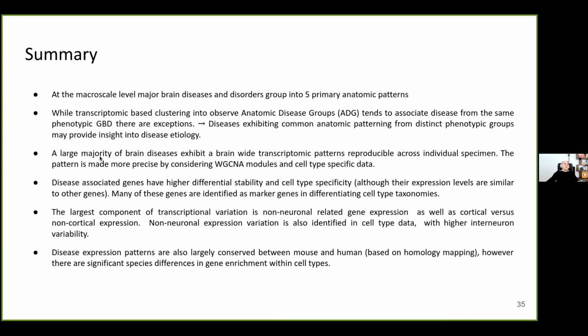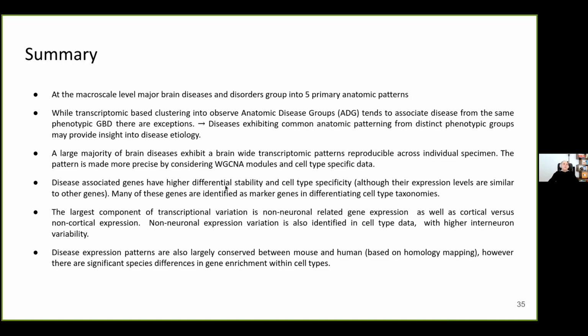A large majority of brain diseases exhibited a brain-wide transcriptomic pattern. However, these patterns could be retrieved within the ADG groups. And when we added the WGCNA modules and cell type modules, we could even find the specific disease pattern across the 6 specimens and also different donors in the cell type.